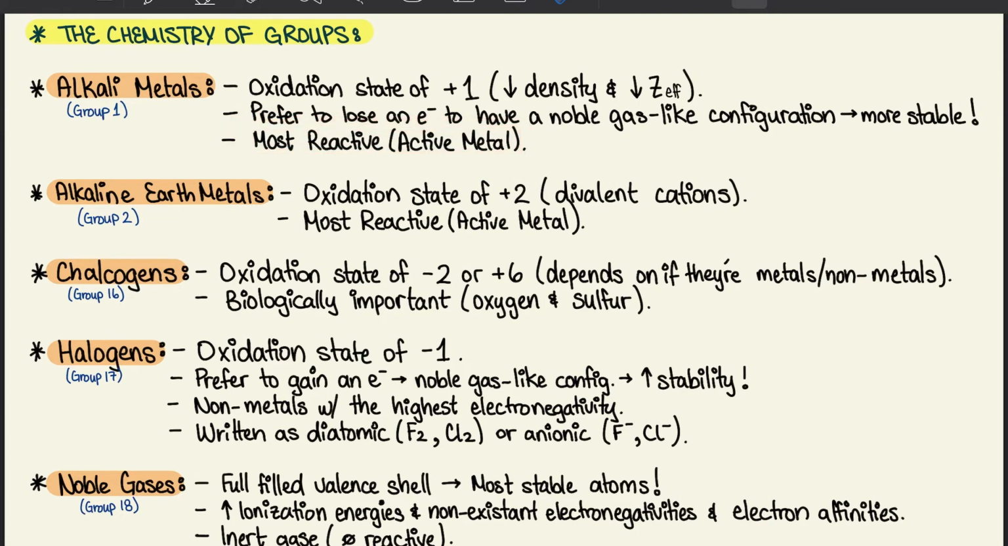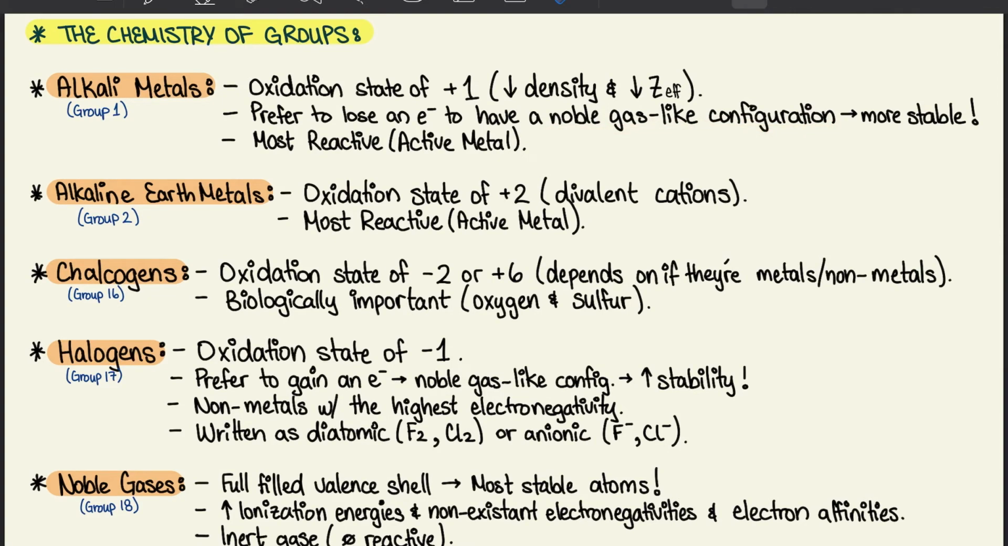Next up, we have alkaline earth metals, which are group 2, just right beside group 1. Their oxidation state is +2, and they're known as divalent cations. Divalent means 2 valence, and cations, if you remember from chapter 1, the T is a positive sign, so 2 positive. These are also known as active metals, and they are very reactive because they're trying to lose those electrons to gain that noble gas-like configuration.